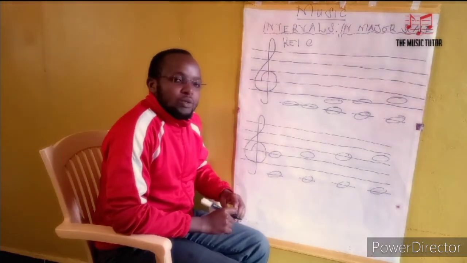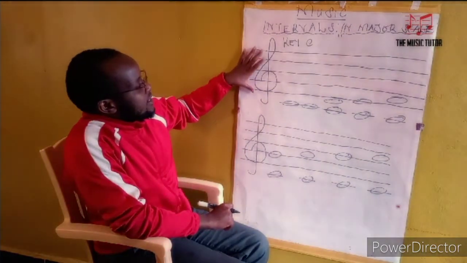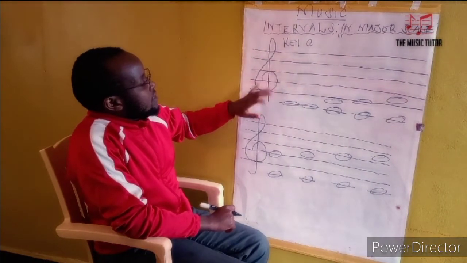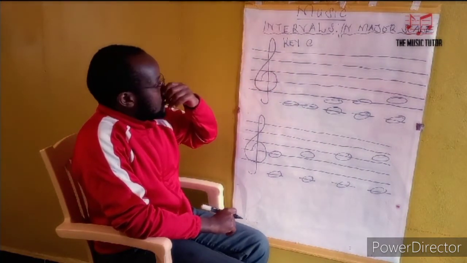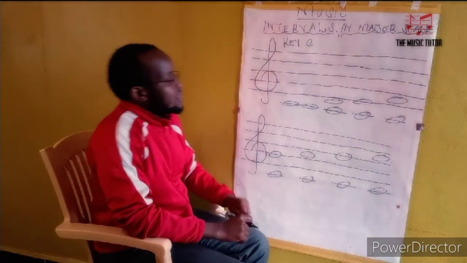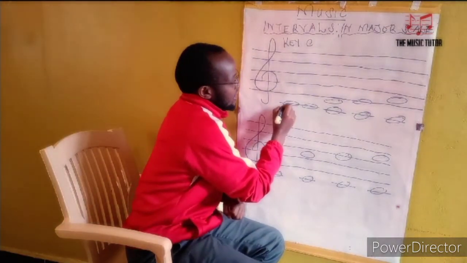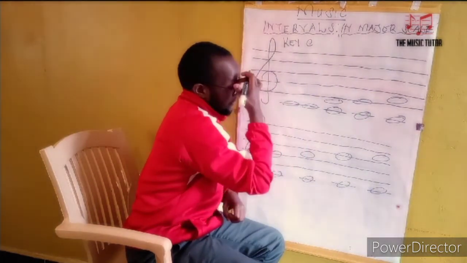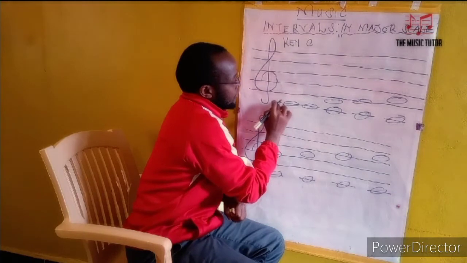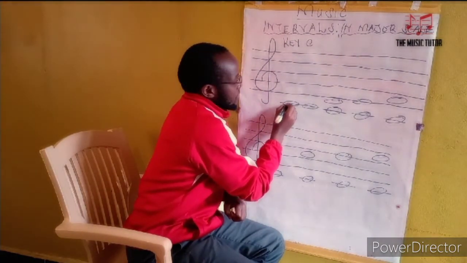As I had already told you earlier, key C does not have an accidental. That is why you can see there is no accidental here. We shall learn in the next lessons about keys. So we're using key C, and this is a ledger line that I have here. This is the tonic note.